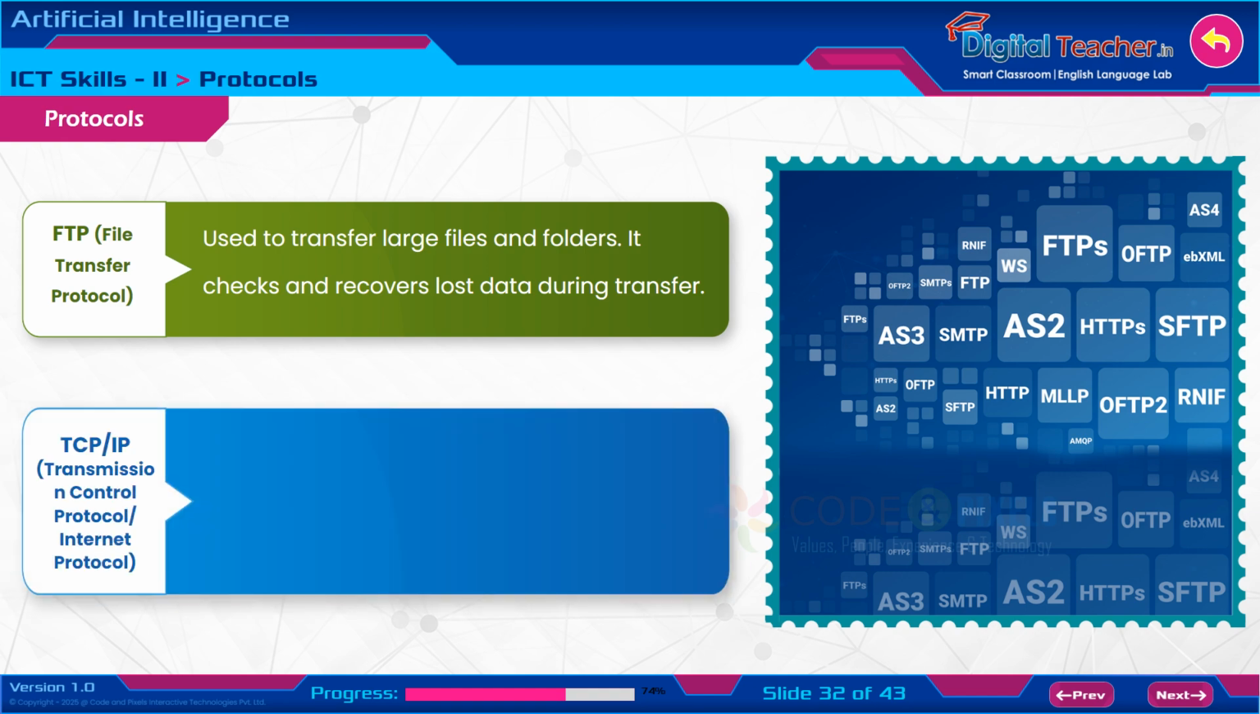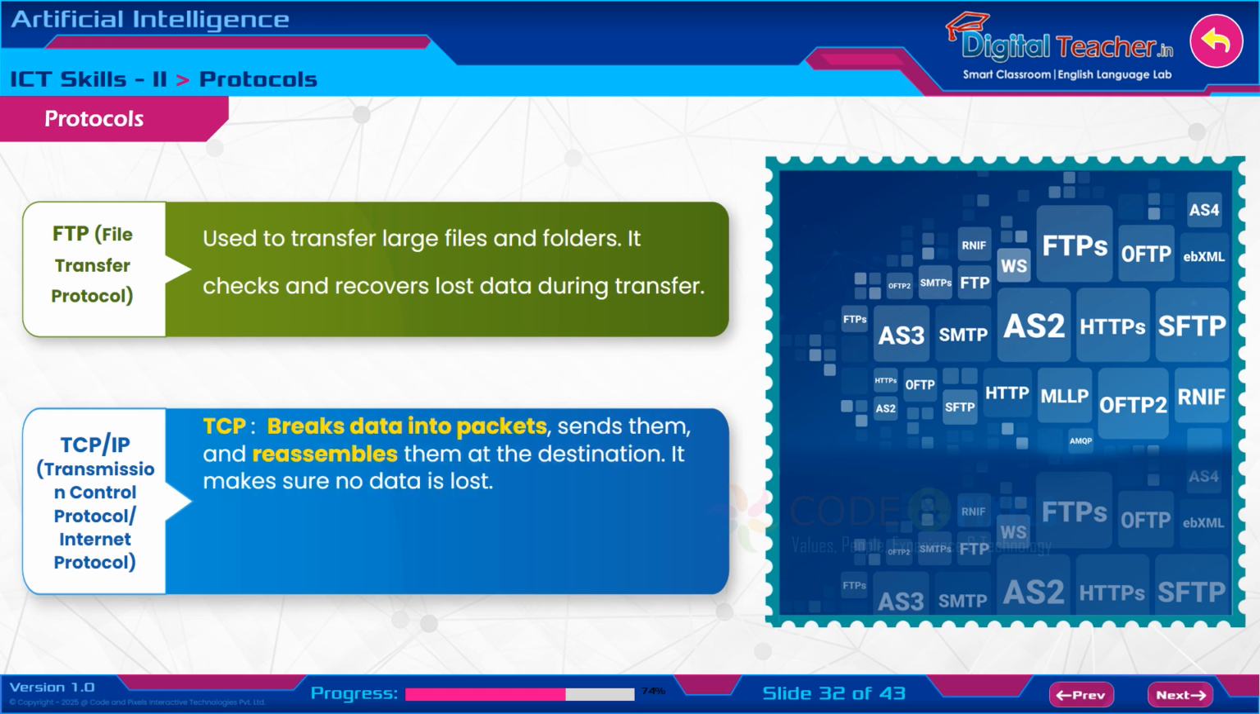Transmission Control Protocol or Internet Protocol. TCP breaks data into packets, sends them, and reassembles them at the destination. It makes sure no data is lost. IP addresses the packets and makes sure they reach the correct device.